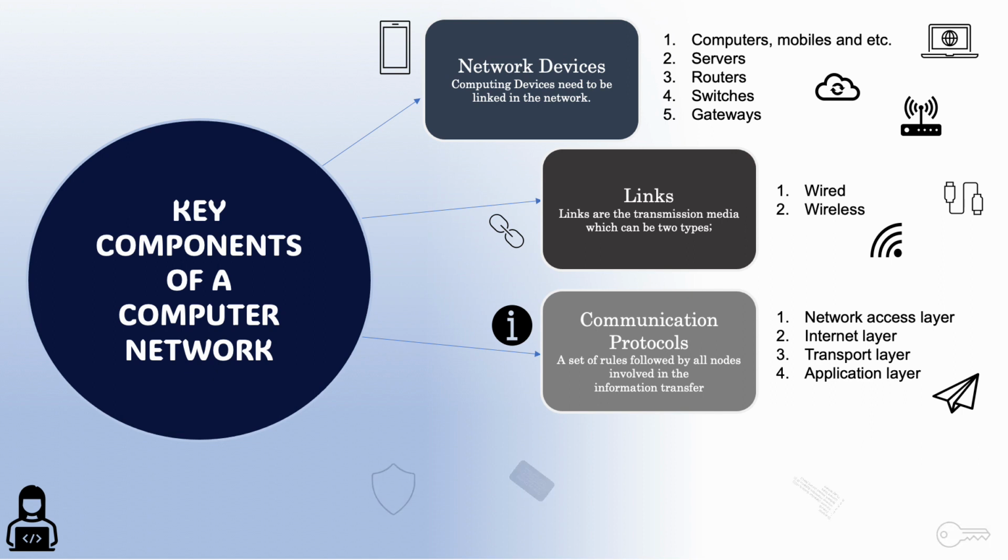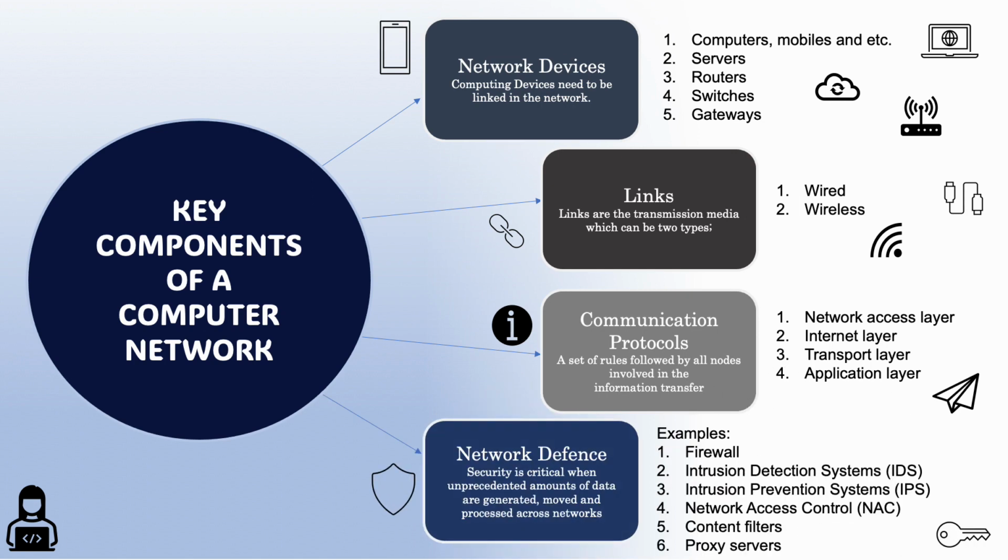And the fourth component is network defense. While nodes, links, and protocols form the foundation of a network, a modern network cannot exist without its defense. Security is critical when large amounts of data are generated, moved, and processed across networks. A few examples of network defense tools include firewall, intrusion detection systems IDS, intrusion prevention systems IPS, network access control NAC, content filters, proxy servers, load balancers, and many more.